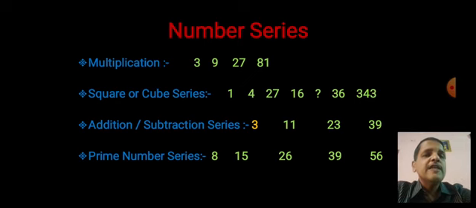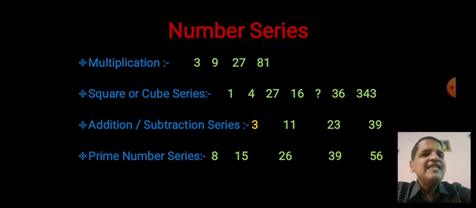Then square or cube series. 1, 4, 27, 16, question mark, 36, 343. Now 1 cube, 1; 2 square, 4; 3 cube, 27; 4 square, 16; question mark is there; 6 square, 36; 7 cube, 343. Now 1 cube, 2 square, 3 cube, 4 square. Definitely 5 should be cube, 5 cube, 125 should be your answer. Then 6 square is there and 7 cube is there. Like that sequence we have to decode.